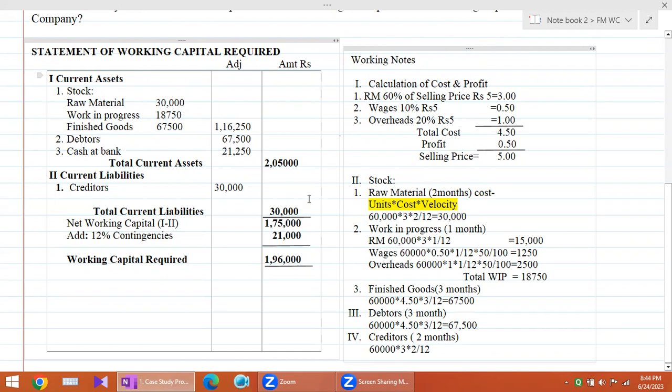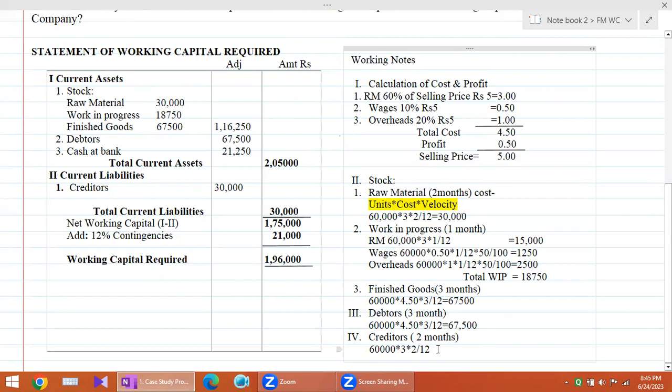Then comes debtors. Debtor calculation I have shown here. Here for debtors, 3 months velocity is given. Units, cost, 3 months velocity, 3 divided by 12. The cost arrived. Debtors amount is rupees 67,500 blocked up. Cash is given 21,250. Total current assets is this. From this, you have to deduct the current liabilities. So simple. The calculation of creditors is also done here.